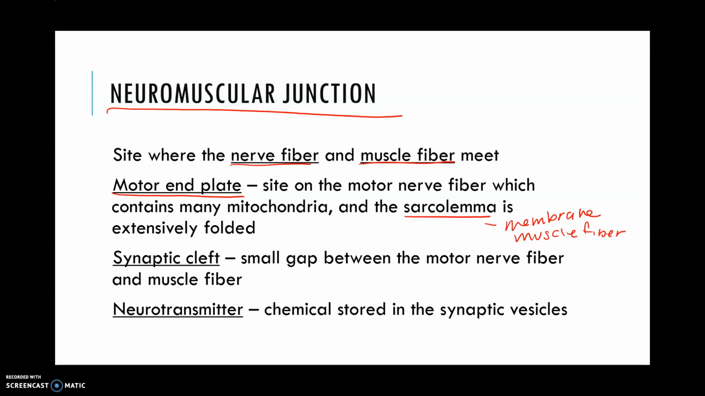We're also going to see a synaptic cleft. This synaptic cleft is this tiny gap between this motor nerve fiber and the muscle fiber. So that little gap is going to be where that connection is made between the nerve fiber and our muscle fiber. And then finally, our last term here is a neurotransmitter. This is a chemical that is going to be stored in different synaptic vesicles that is going to trigger some action when they are pushed to the muscle cell, leaving from that synaptic cleft.